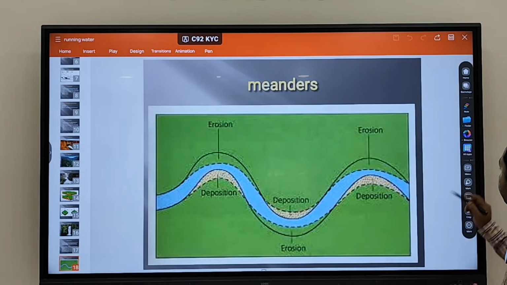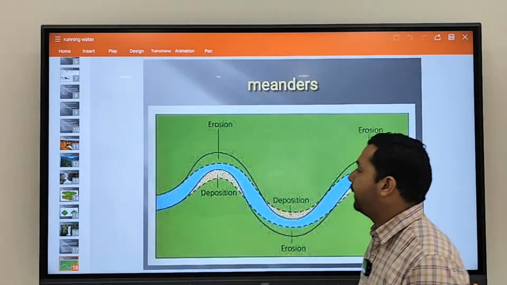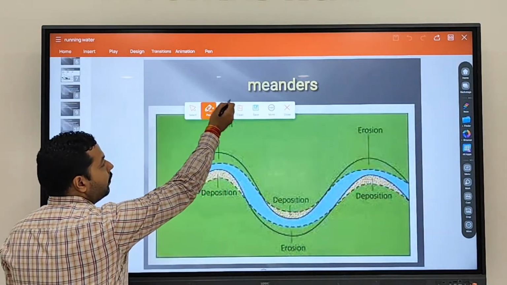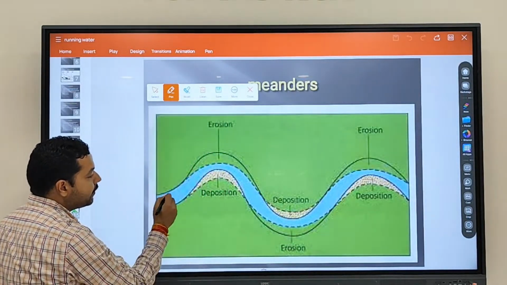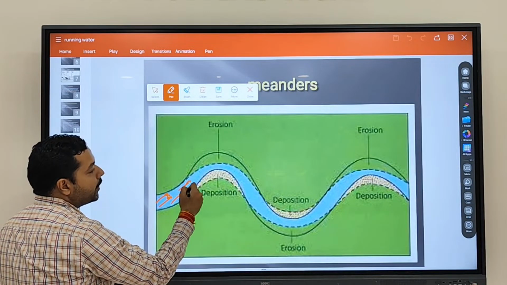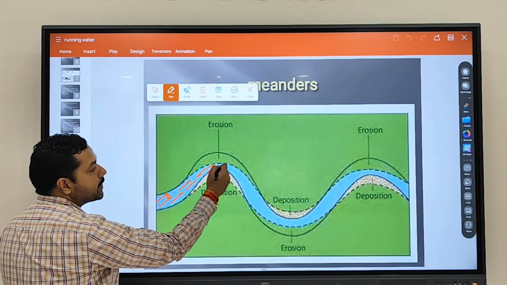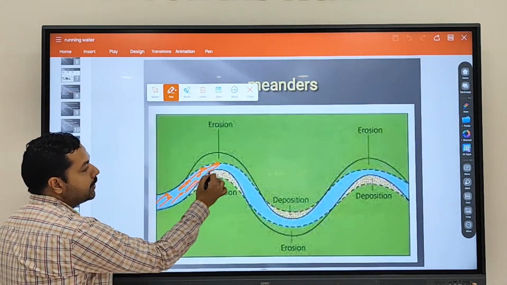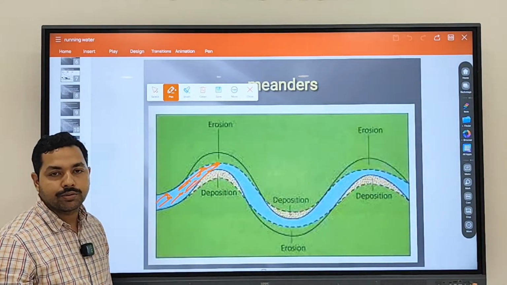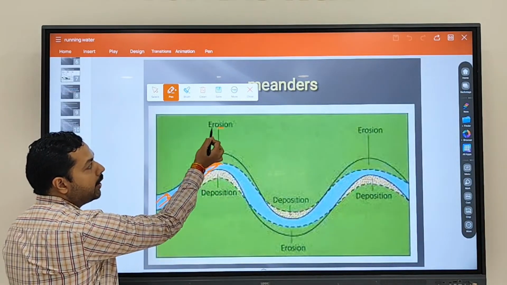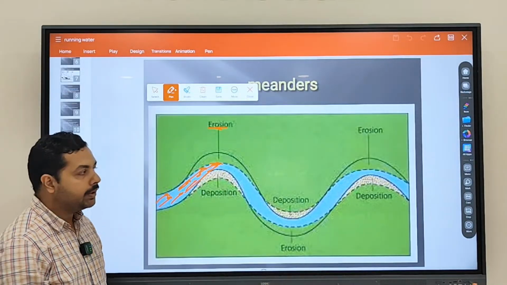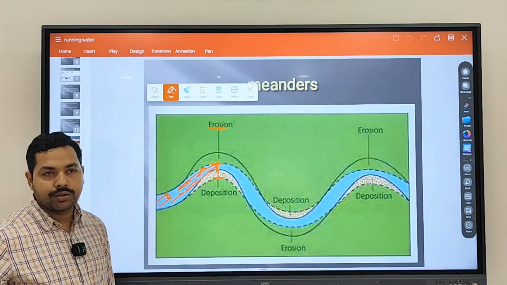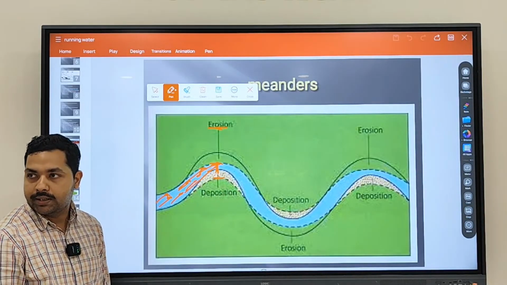Now assume here what is happening. River water is coming like this. Now when river water is coming like this, it is hitting this edge, this particular edge. Clear? So at this edge, what will happen? Erosion will happen, and this eroded material will be deposited where? At this particular edge. So this eroded material will be deposited at the lower edge.